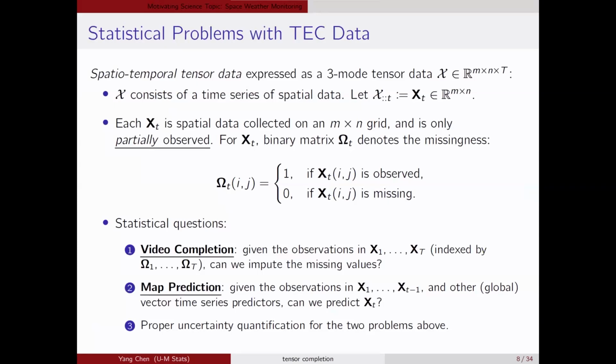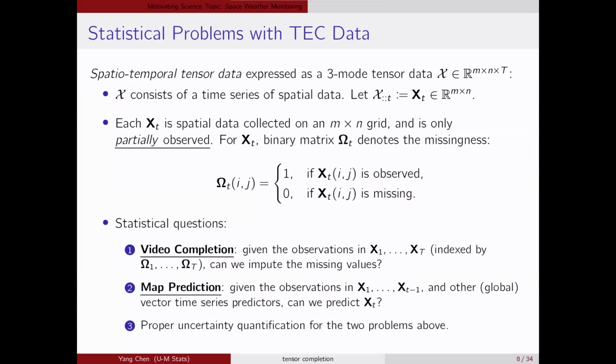So based off this particular data set, we try to mathematically write down what the actual problems people are trying to solve. We can cast this as 3-mode tensor data, spatial temporal data. So this X is m times n times t. You can think about it as longitude times latitude times time horizon. So m is equal to 181, n is equal to 361, and then t is a huge number because we have this map every 5 minutes and we have 20 years of data. So this is a massive data set, and it's a massive tensor.